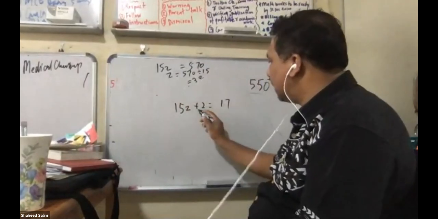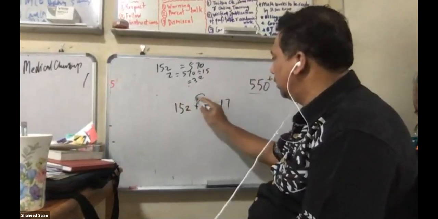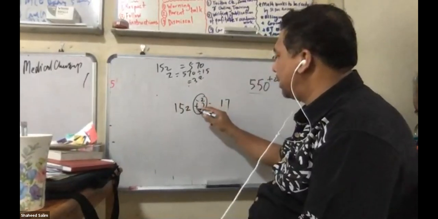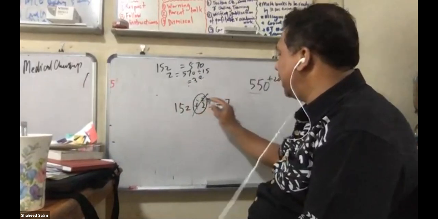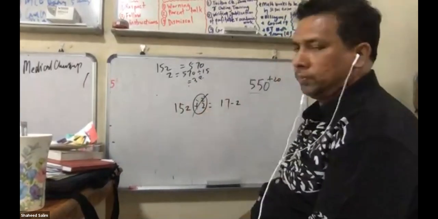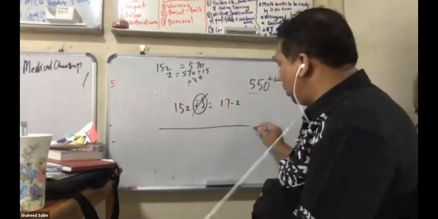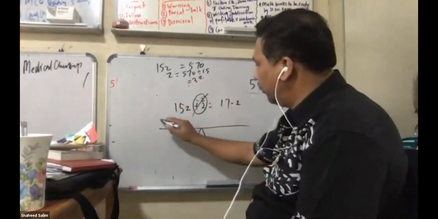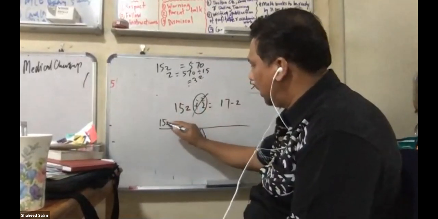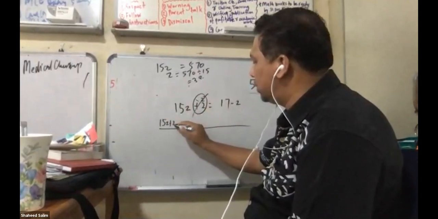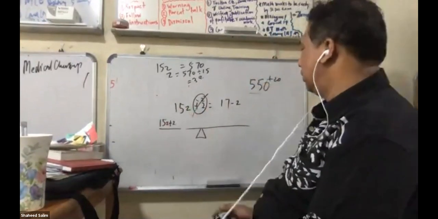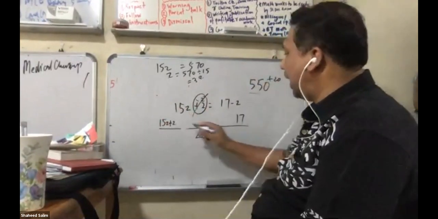How to get rid of this plus 2? I minus the 2. Plus 2 minus 2 becomes 0. If I minus 2 here, I must also minus 2 here. On the seesaw now, I've got 15Z, plus a 2 kg ball, equals 17. I remove the ball.